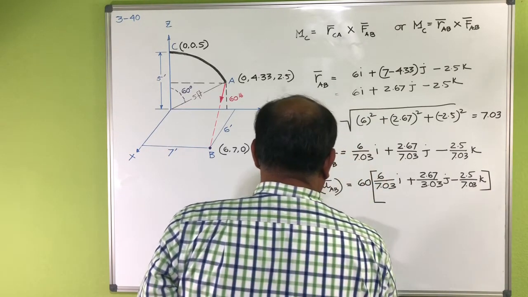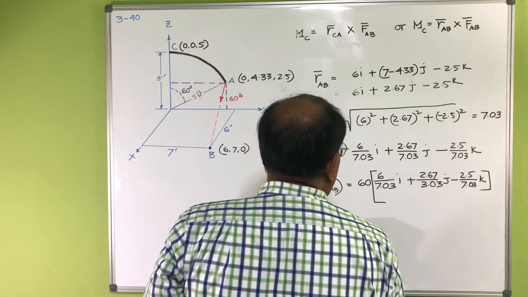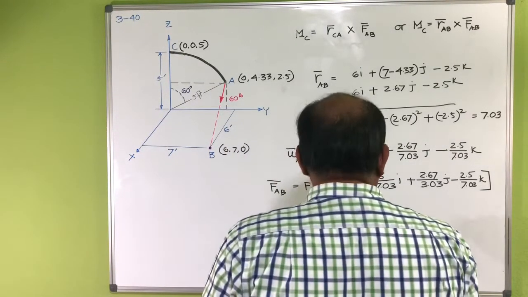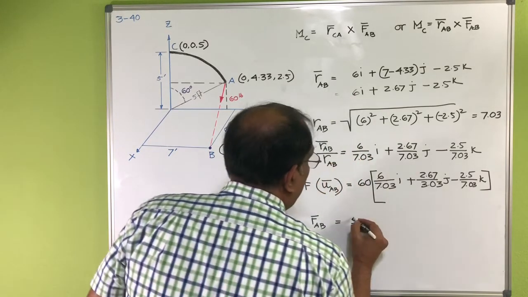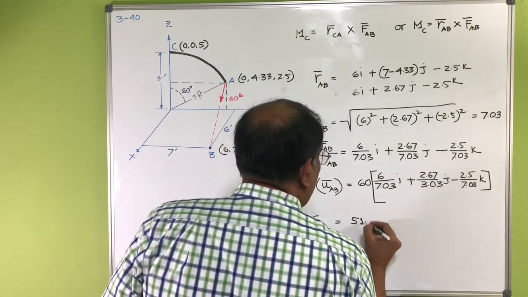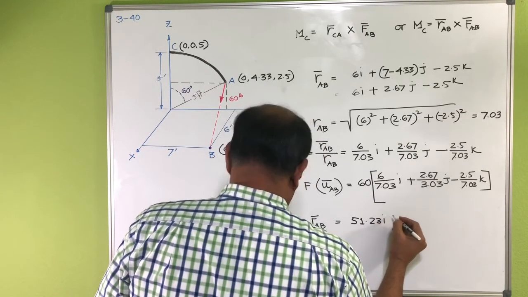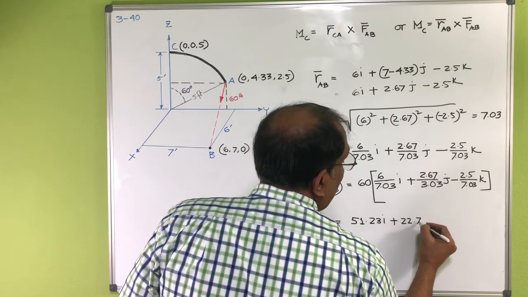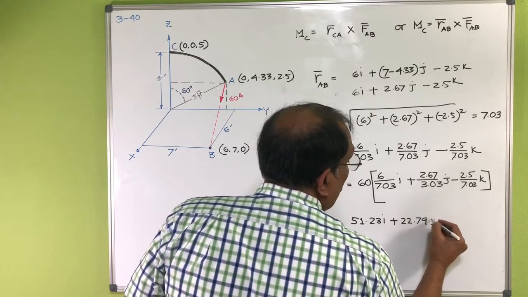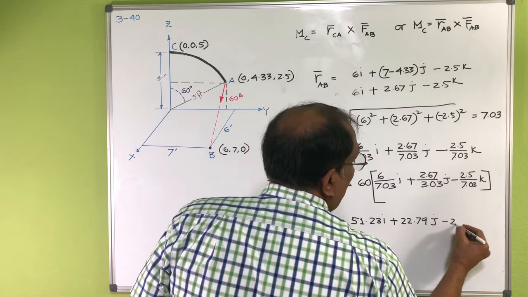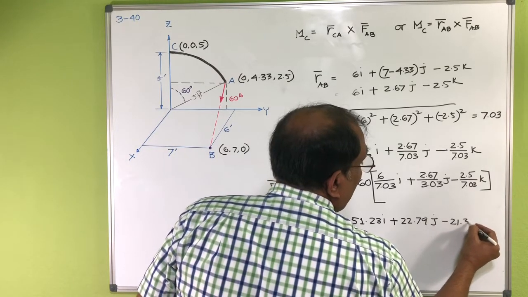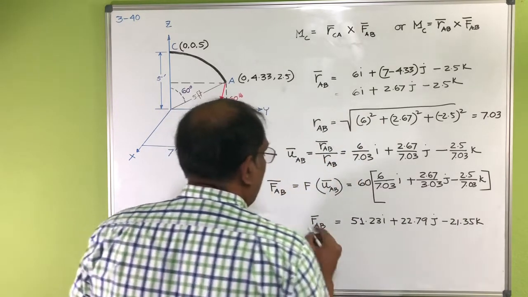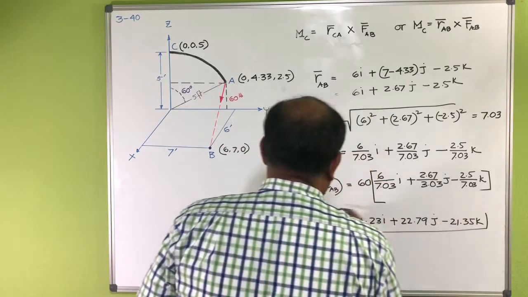So your FAB is basically, if you calculate that one, then you get 51.23I plus 22.79J minus 21.35K. Okay, so this is our force vector here.